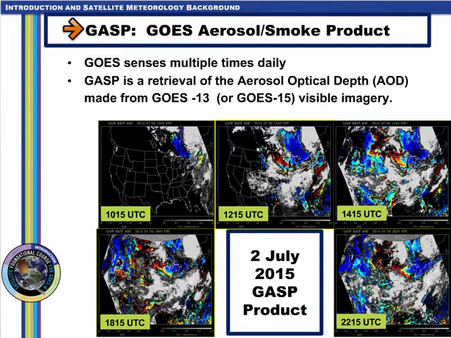GASP is the GOES aerosol smoke product. Note how AOD is computed during the daytime only. You can see the sweep of the terminator in the imagery. This is a product you can look at before GOES-R's launch to familiarize yourself with geostationary observations of aerosol optical depth and aerosol detection. It's available online, and the link is at the end of the training.